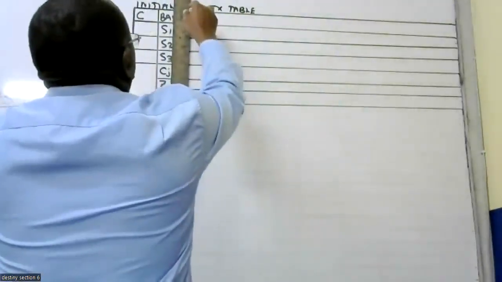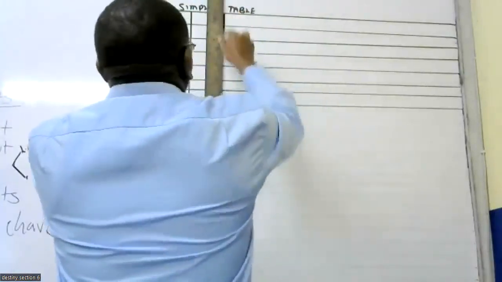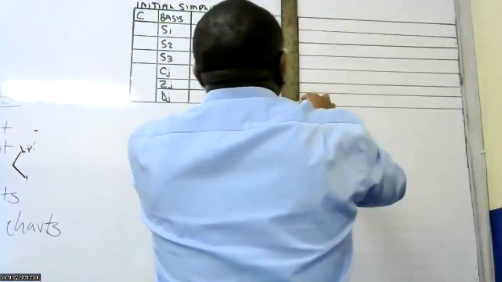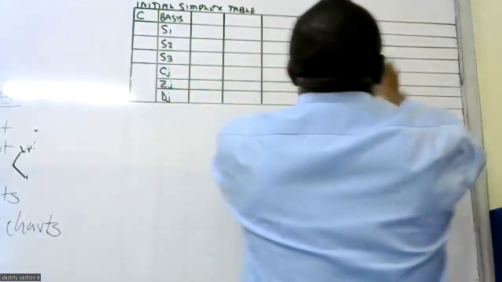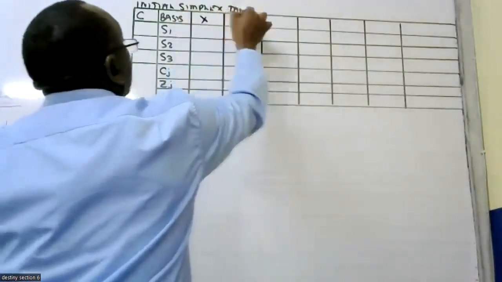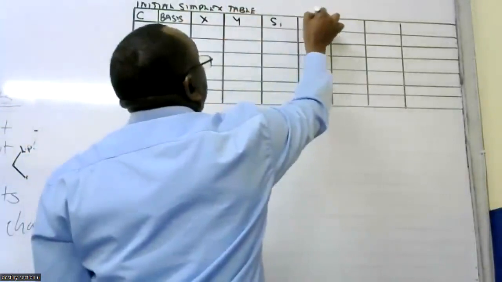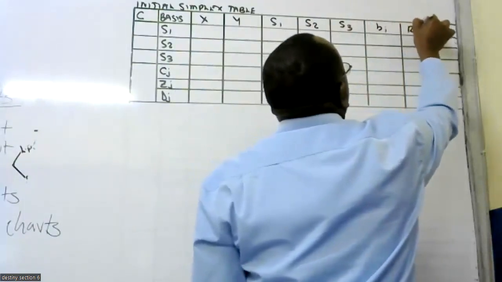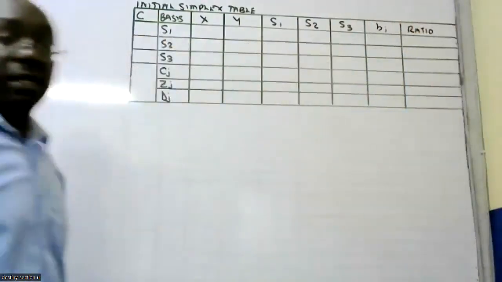Then from there, I have X and Y. So I have a column for X, a column for Y, a column for S1, a column for S2, a column for S3, a column for BI, and if need be, there will be a ratio. So this is X, this is Y, this is S1, S2, S3, then BI, and in case we will need a ratio.